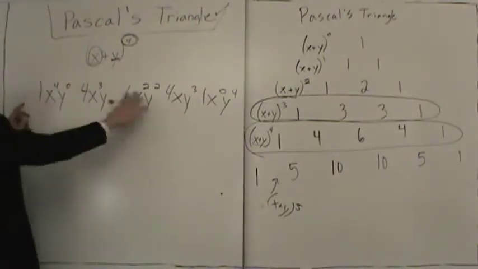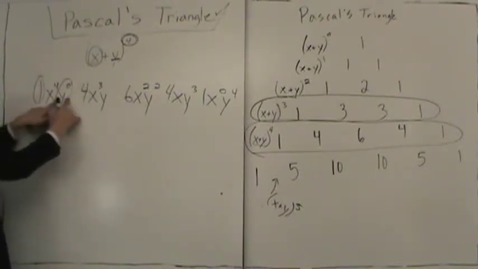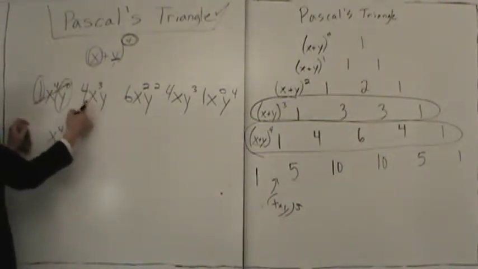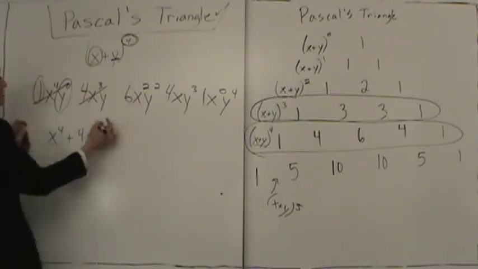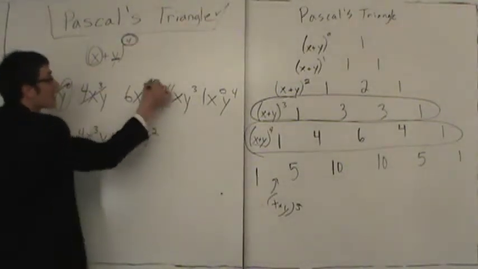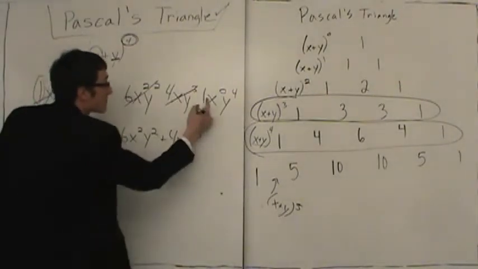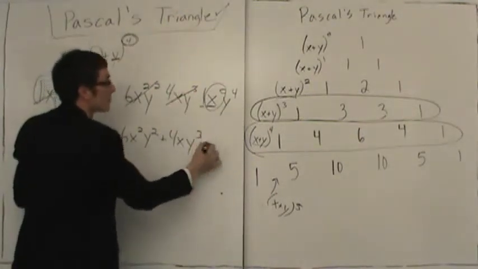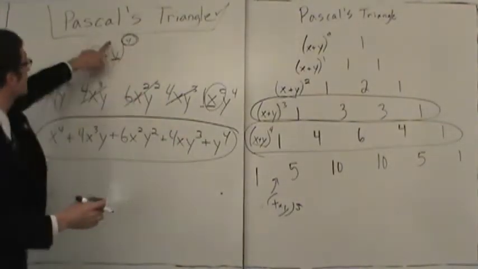We just have to get this into a form that looks pretty. So 1 can be ignored. Y to the 0 is also 1. It can be ignored. So we have x to the fourth. Cross this term out. And this is a positive 4, so plus 4x to the third y. Cross this term out. And this is a positive 6, so plus 6x squared y squared. And cross this term out, plus 4xy cubed. Cross this term out. And the 1 and the x to the 0, which is also a representation of 1, can be ignored. So we have plus y to the fourth. And we are done. So we simply expanded this binomial.